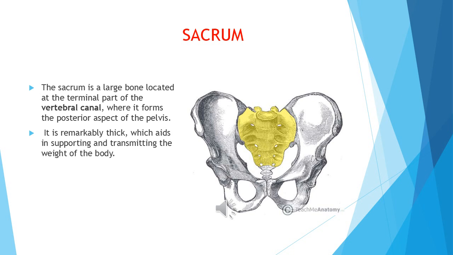The sacrum is a large triangular bone which is located at the terminal part of the vertebral canal, where it forms the posterior aspect of the pelvis. It is remarkably thick, especially the upper part of the sacrum, which is massive because it supports the body weight and transmits it to the hip bones. The lower part is free from weight and therefore it tapers rapidly. So it aids in supporting and transmitting the weight of the body.